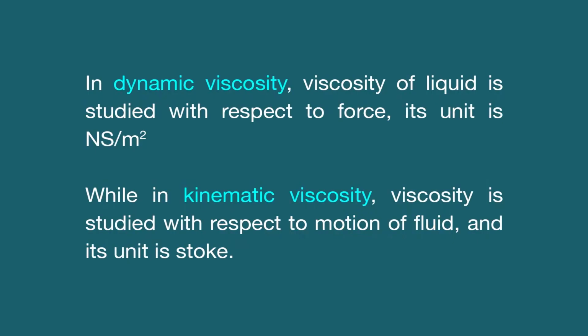Next, we will discuss different types of viscosity. There are two types of viscosity: dynamic viscosity and kinematic viscosity. In dynamic viscosity, the viscosity of a liquid is studied with respect to force. Its unit is Newton second per meter square. While in kinematic viscosity, viscosity is studied with respect to motion of the fluid, and its unit is Stoke.